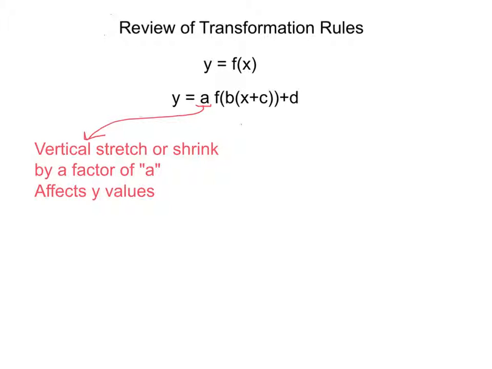So the a in the front of the entire function represents a vertical stretch or shrink by a factor of a. It's in front of the whole function, so it affects the y values. And in fact, if we have a negative a, it becomes a reflection over the x-axis of the function. And this one pretty much makes sense. If a is a positive 5, it's a vertical stretch by a factor of 5. If a is 0.5, it's a vertical shrink by a factor of 0.5.